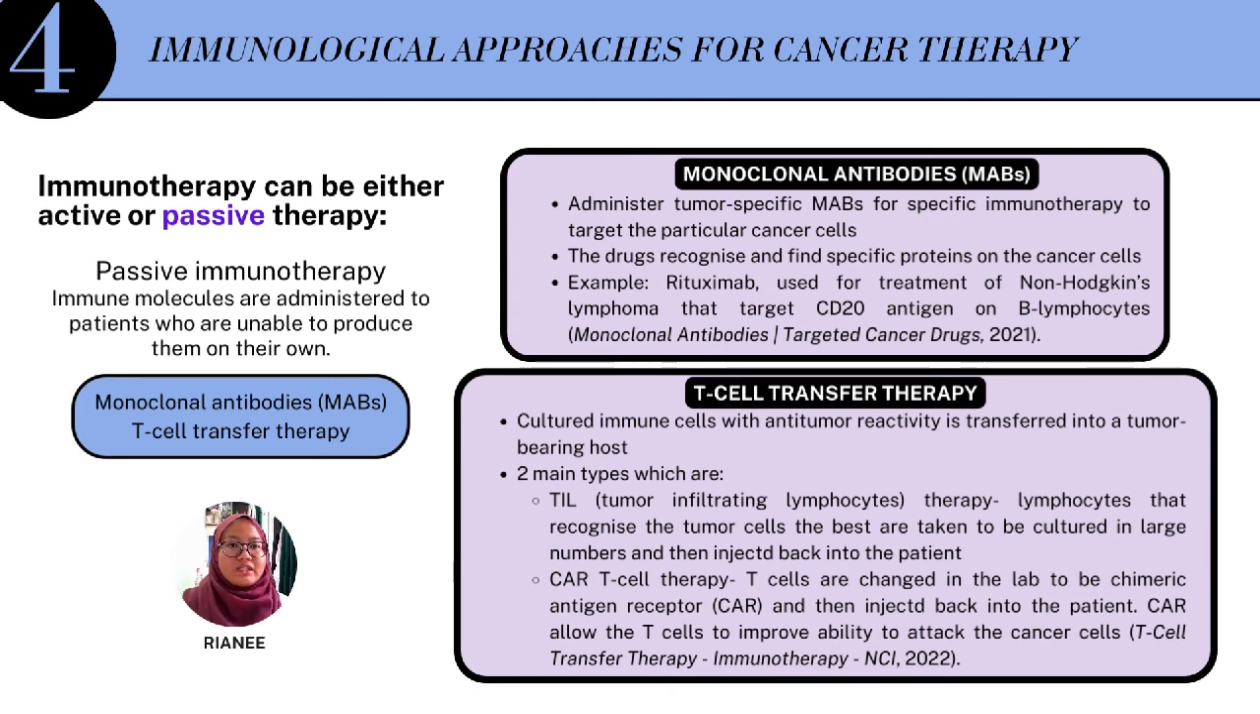The second method is adaptive cellular therapy, also known as T-cell transfer therapy. The cultured T-cells with anti-tumor reactivity are transferred into the cancer patient. For tumor-infiltrating lymphocyte therapy, lymphocytes that recognize the tumor cell the best are taken from the patient and then cultured in a large number in the lab, and then the lymphocytes are given back to the patient so they can fight the tumor cells. For CAR T-cell therapy, the T-cells are taken and then changed to make a type of protein known as chimeric antigen receptor that enables the T-cell to attack and kill the tumor cells.